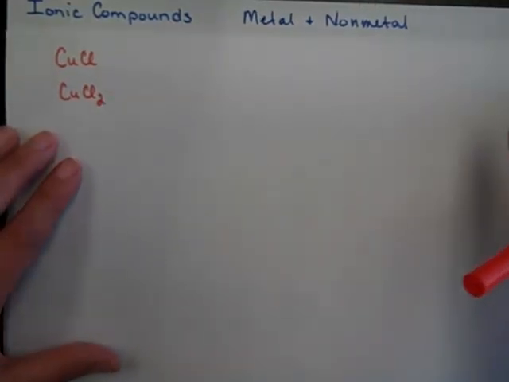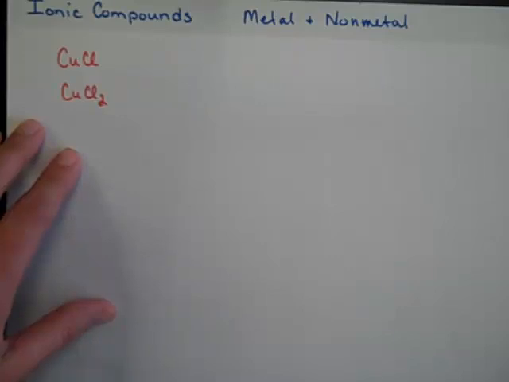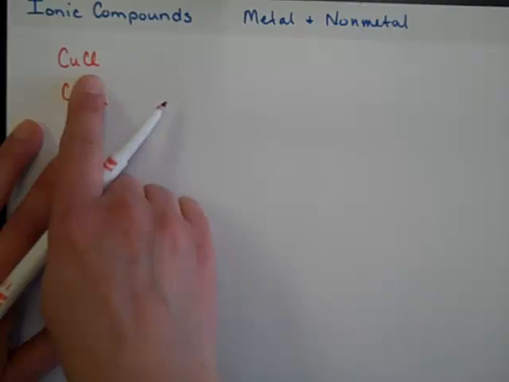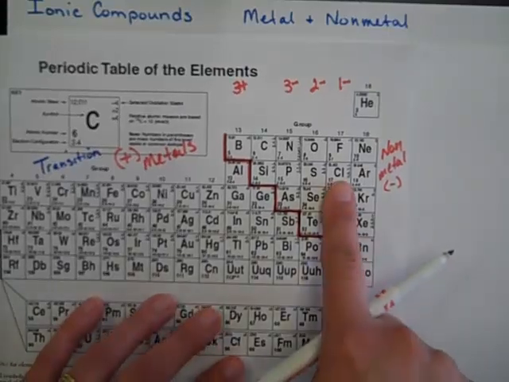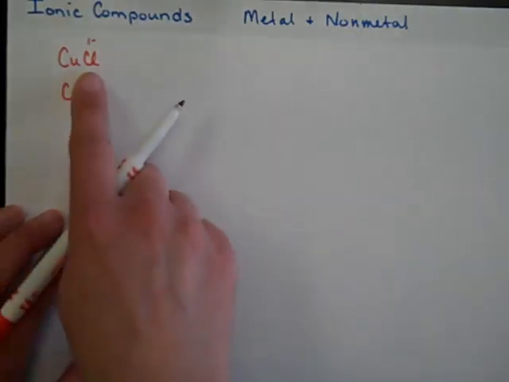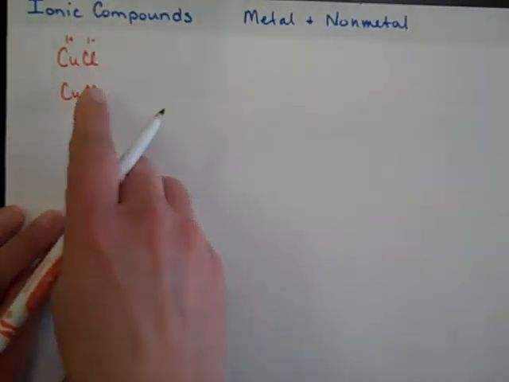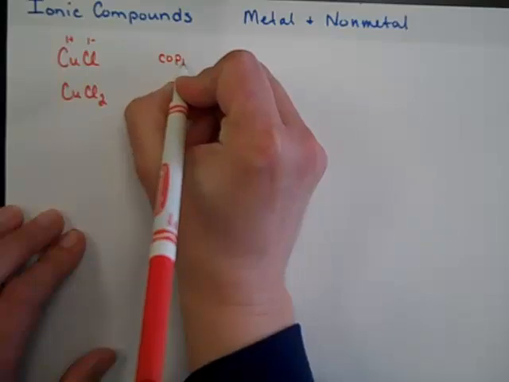And there's a couple ways to do this. One is using Roman numerals. And this is the most common anymore, and so that's the one that we're going to focus on. If we look at this copper, we know that chlorine has a -1 charge, and we know that because chlorine is over here in this halogen column. So chlorine has a -1. If there is only 1 copper combined with this 1 negative chlorine, that must mean that this copper has a +1 charge. So when we write this, we're going to write it very similarly.